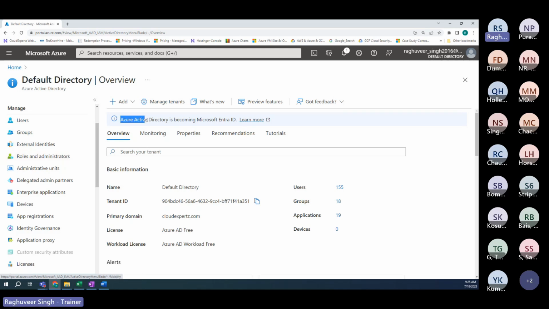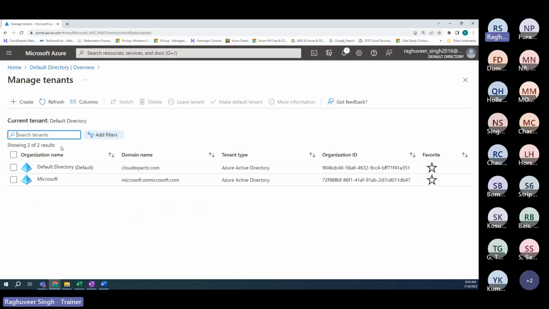So you can see here it says Azure AD is becoming Microsoft Entra ID. So this is where you manage it. You will click on manage tenants, and here you will see your tenants. Now you can see I have two tenants. I have a Microsoft tenant, which has the Microsoft.onmicrosoft.com domain. Then I've created a separate tenant, which is my default directory for configuring all that I have just shown you, which is registered with the Cloud Expert domain.